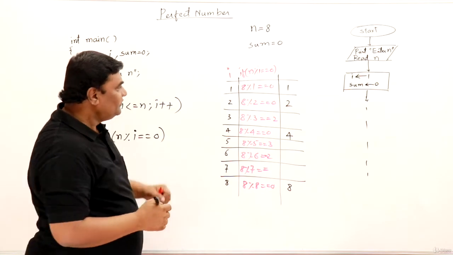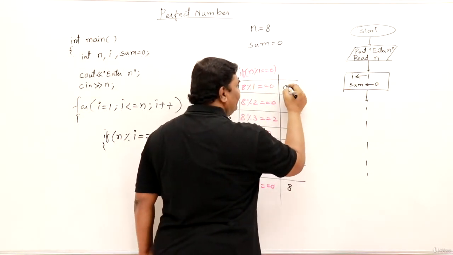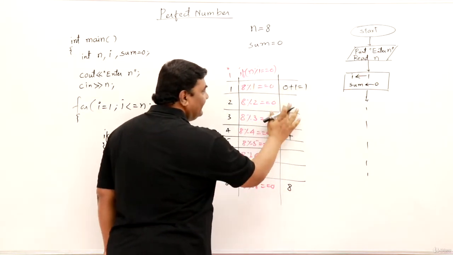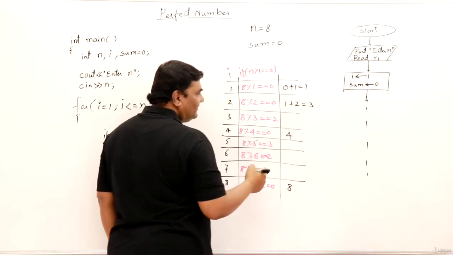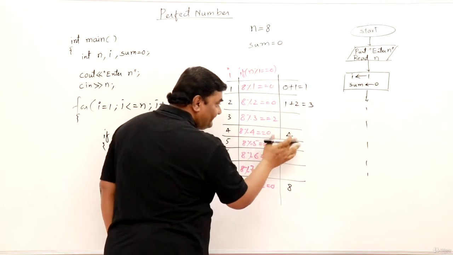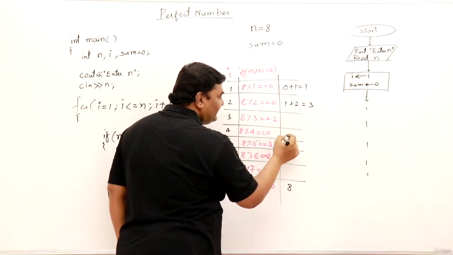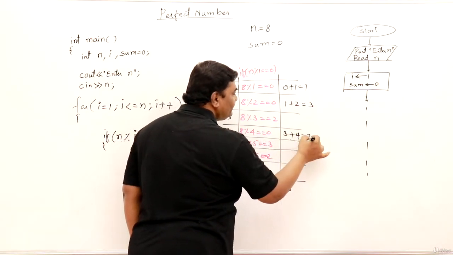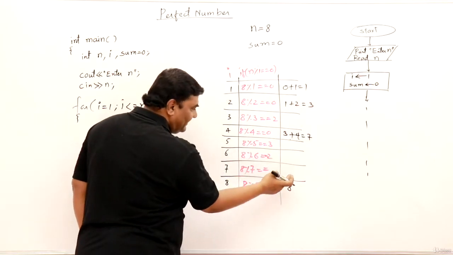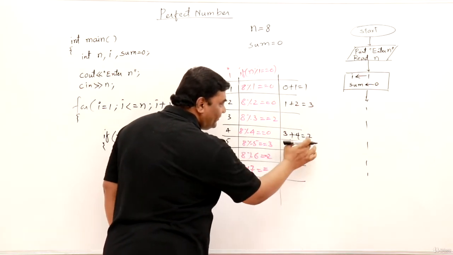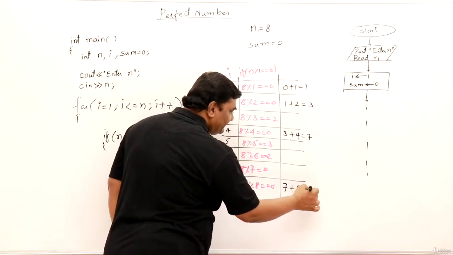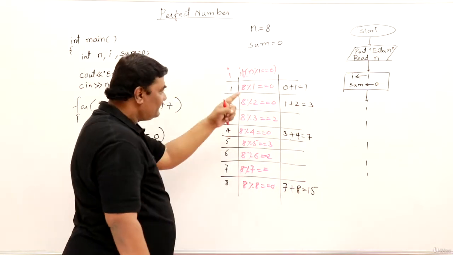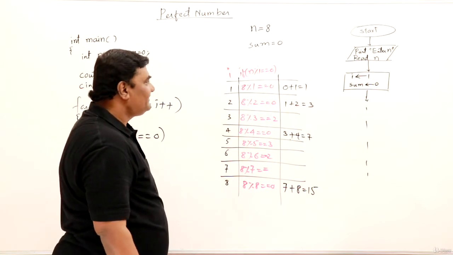Right? What should I do? This is 0 plus 1. Result is 1. Next time when I'm adding, sum is 1 plus 2, it is 3. Then here no need to add. Then 4 is a factor, so add it. 3 plus 4 is 7. Then don't add. Here again add it. So what was the last result of sum? Sum plus 8 is 15. So this is how I can add the factors of a number.